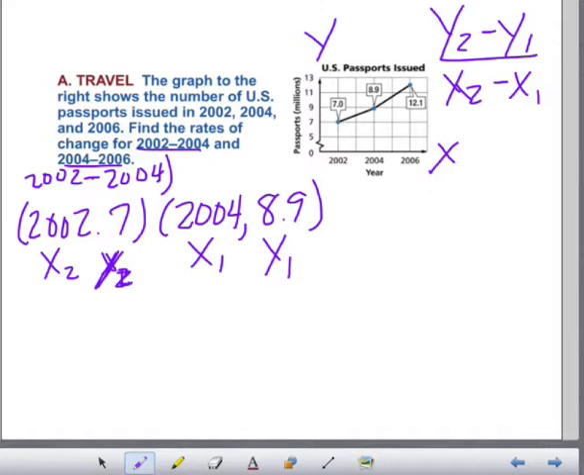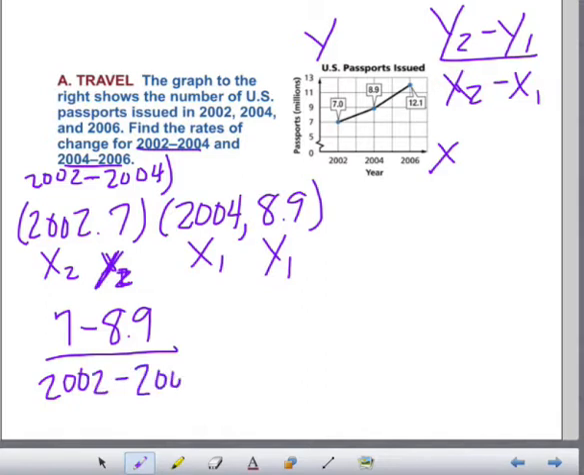y2 is going to be 7 minus y1, which is 8.9, over x2, which is 2002, minus 2004. Subtracting that out, I'm going to get a negative 1.9 over 2, and you can get a calculator for this part if you need to. I'm going to get 0.95.